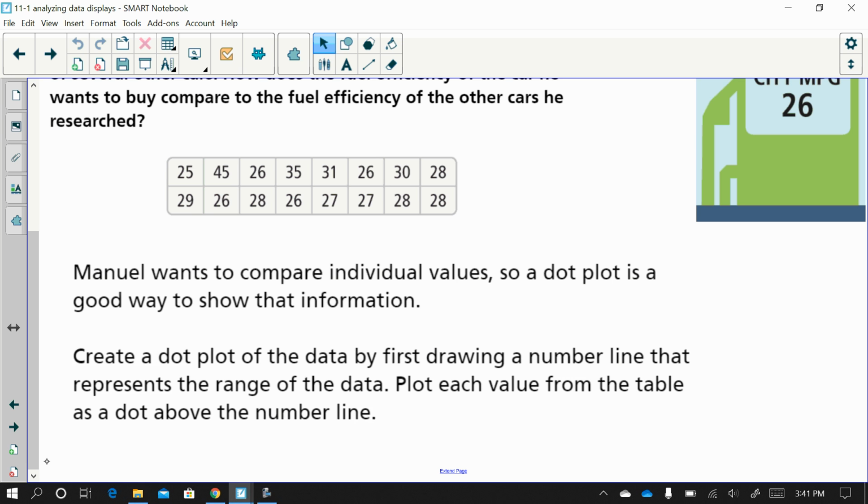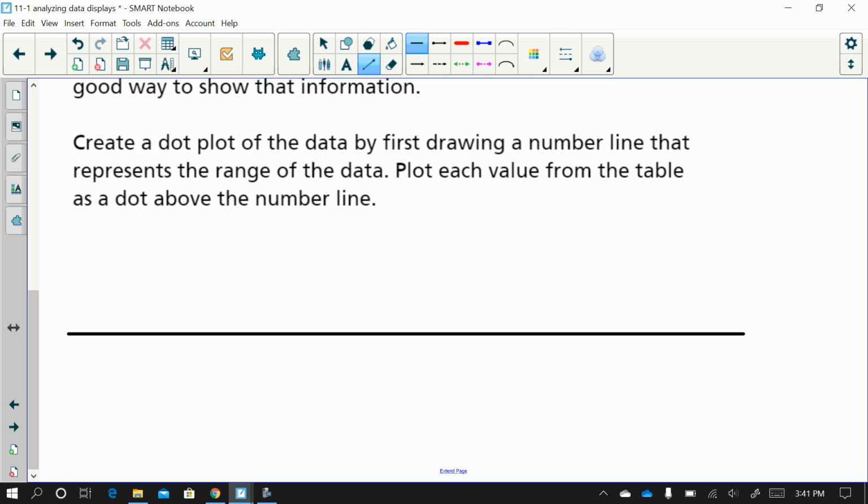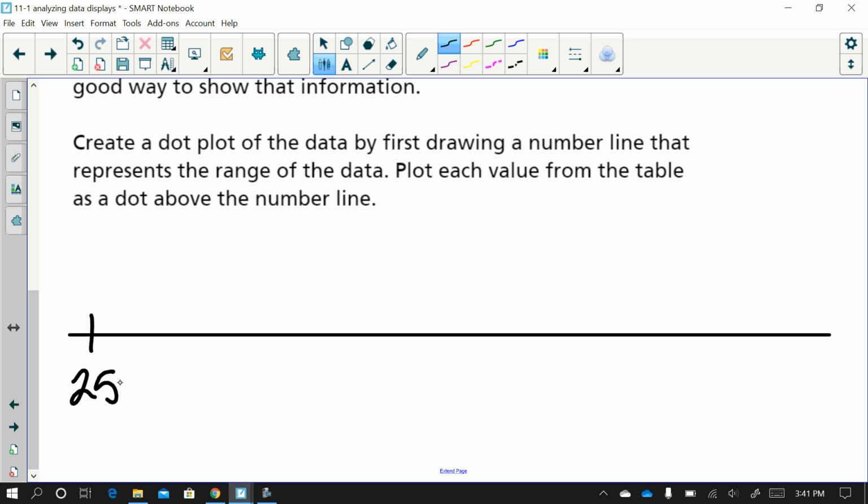We're going to create a dot plot of the data by first drawing a number line that represents the range of the data. Plot each value from the table as a dot above the number line. For our range, we have to find our smallest value and our biggest value. Looking at this, I'm seeing 25. Is there anything smaller than 25? No, so we're going to go from 25 to 45, which looks like my biggest. I'll just get a nice straight line this way because I'm lazy. Put 25 here, 45 here, 35 goes in the middle.